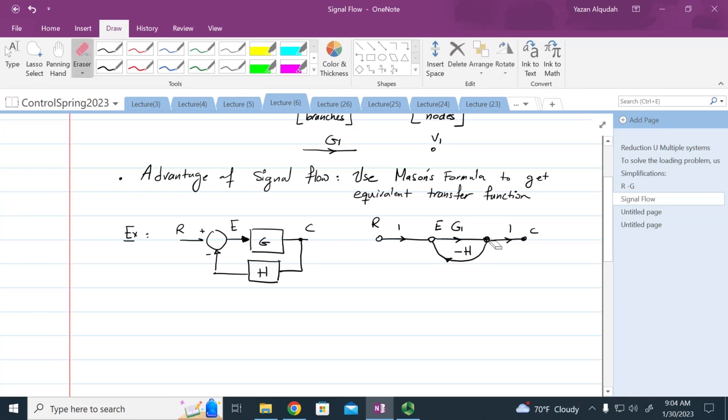And these circles are open. Now I have them closed. Okay, so this is the signal flow representation equivalent of the block diagram, the feedback form: R, error signal, G1, negative H, and then the output. Each one of these branches represents a system or subsystem, and the direction tells you how the signal is flowing.